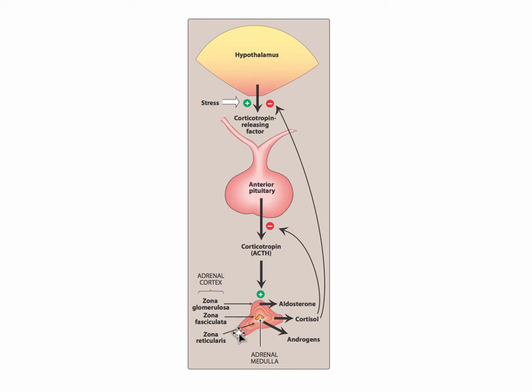Once the adrenal gland releases these hormones, there's going to be a negative feedback mechanism that goes to the anterior pituitary and the hypothalamus and has them be inhibited, and they're not going to release any more of their stimulating hormones until the levels of the hormones released from the adrenal cortex are decreased.